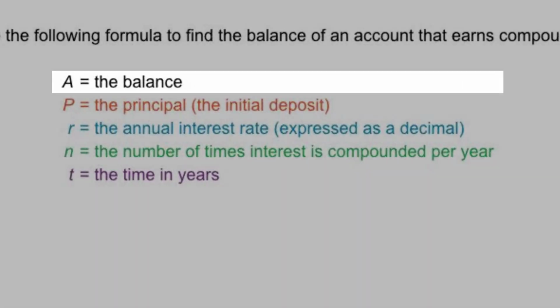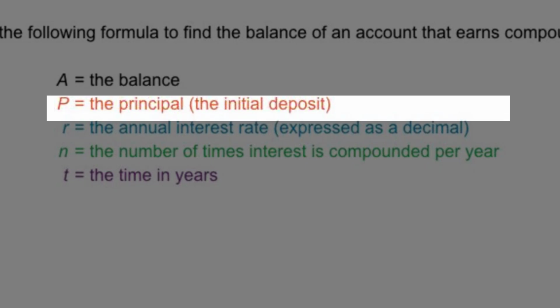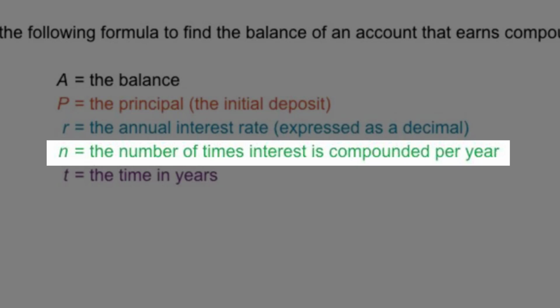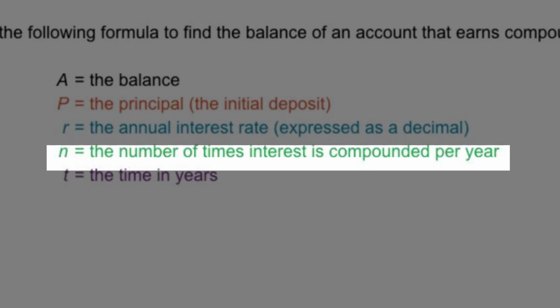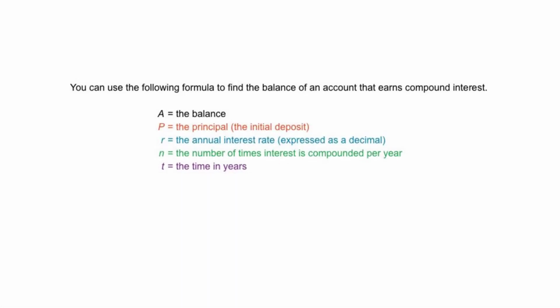Let A equal the balance, that's capital A, capital P equal the principal, that's the initial deposit into the account, lowercase r, the annual interest rate expressed as a decimal, lowercase n, the number of times interest is compounded per year, and lowercase t, the time in years.